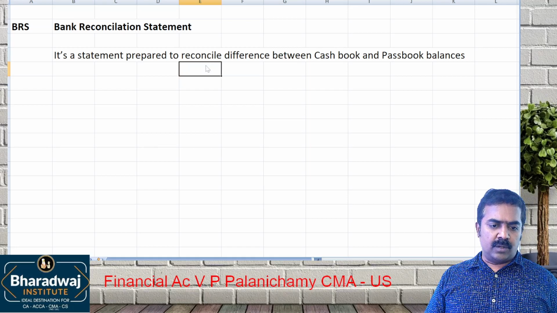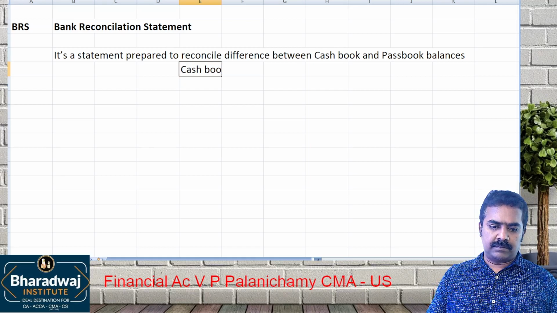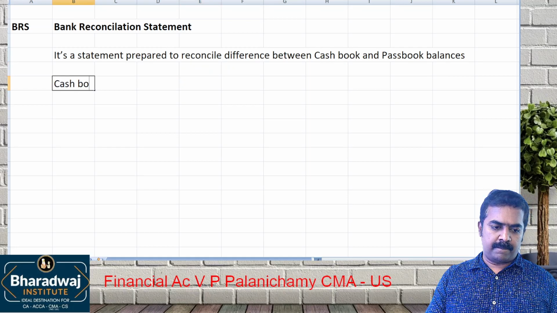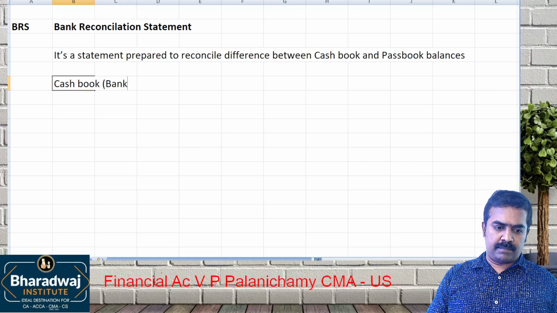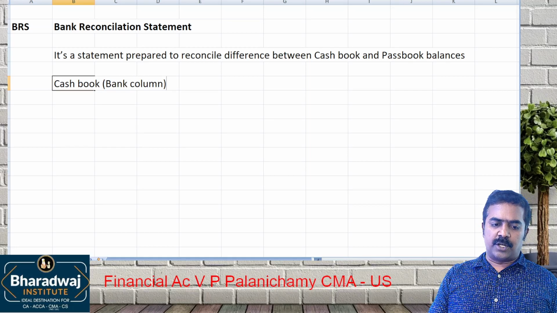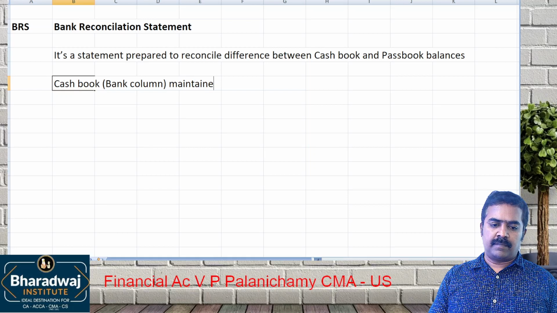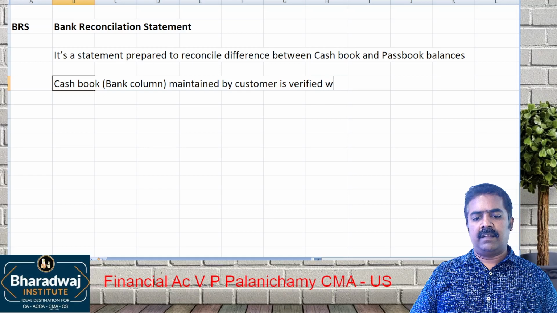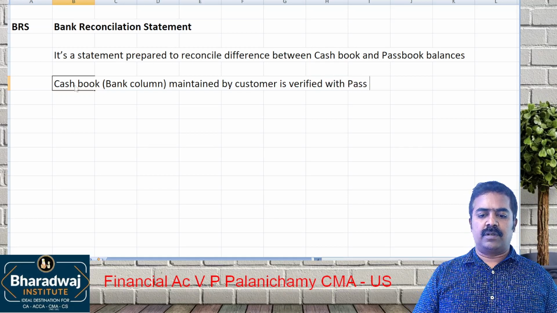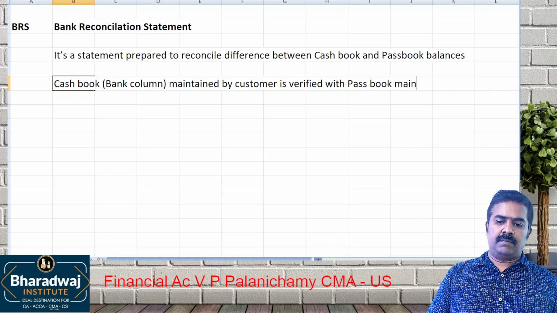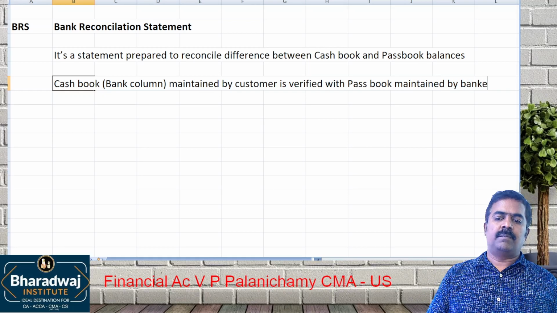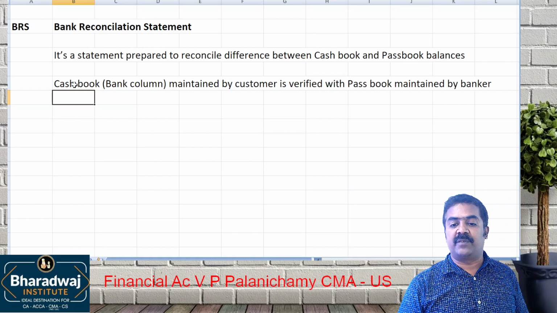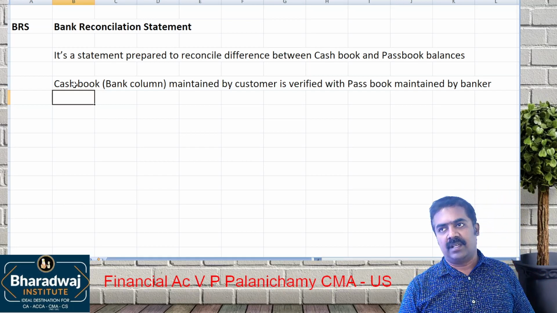Now, who maintains the cash book? Not the cash column, the bank column is verified with the passbook. Please take it: the cash book bank column maintained by the customer is verified with the passbook maintained by whom? Banker.